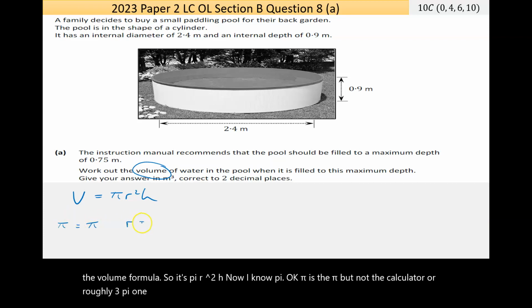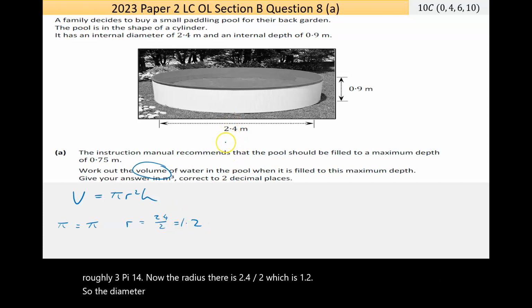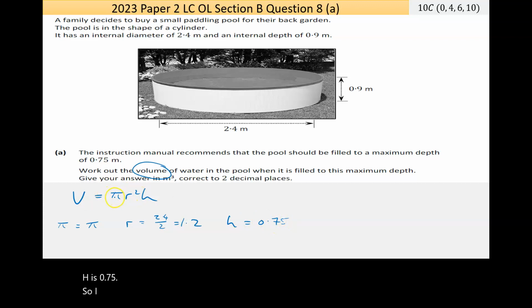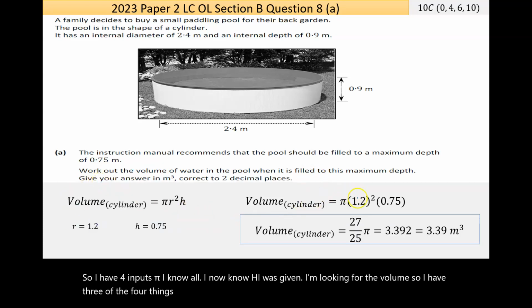Now the radius there is 2.4 divided by 2, which is 1.2. So the diameter is 2.4, half the diameter is the radius. So that's why I'm halving here. And then the h is 0.75. So I have 4 inputs. Pi I know, r I now know, h I was given. I'm looking for the volume. So I have 3 of the 4 things. It's just a matter then of substituting them in.